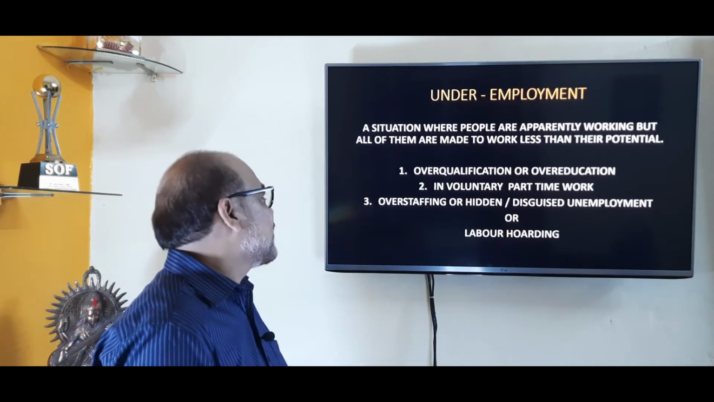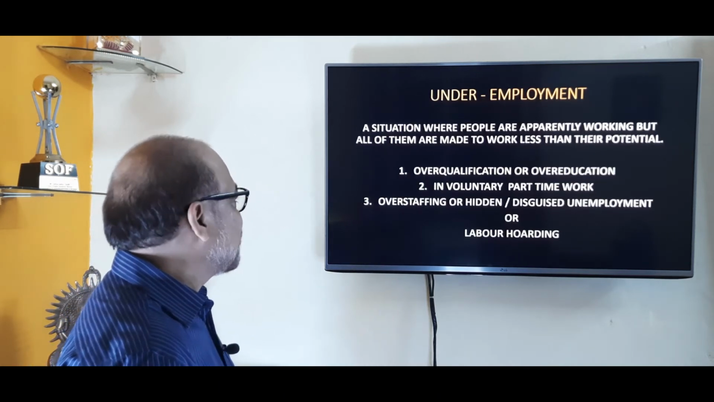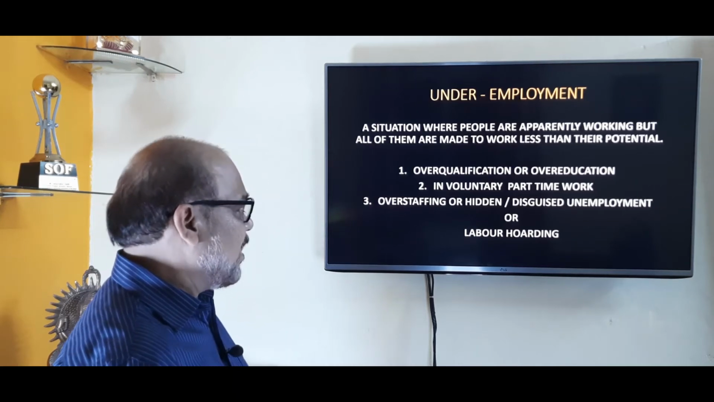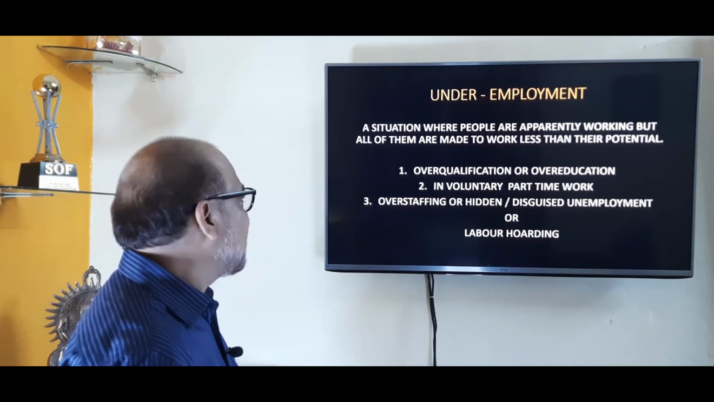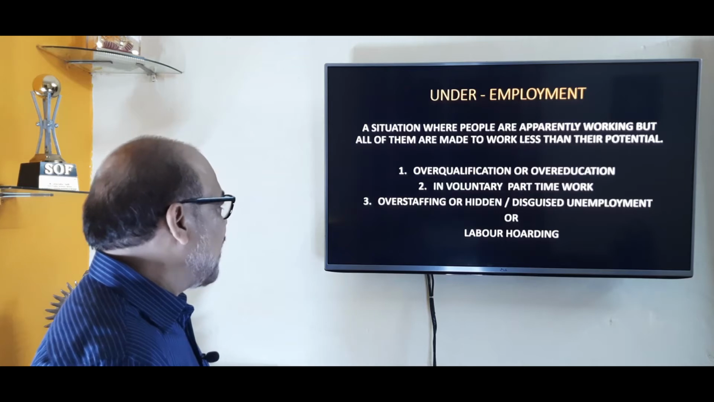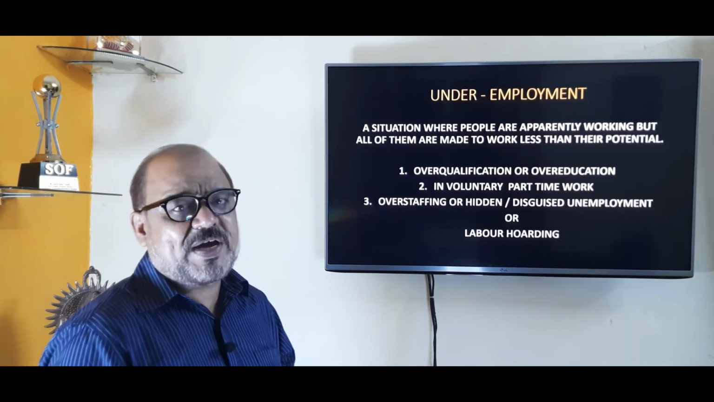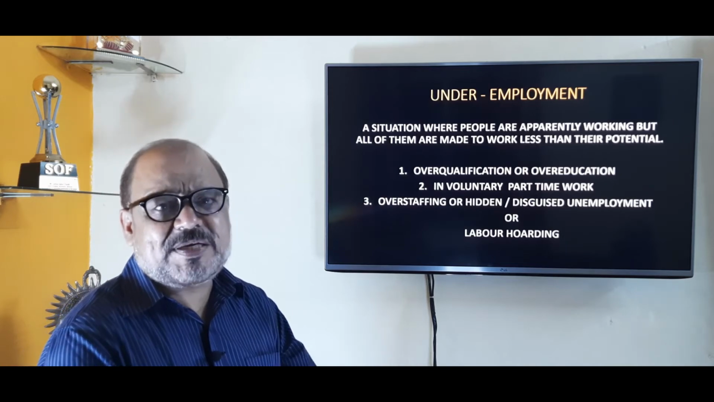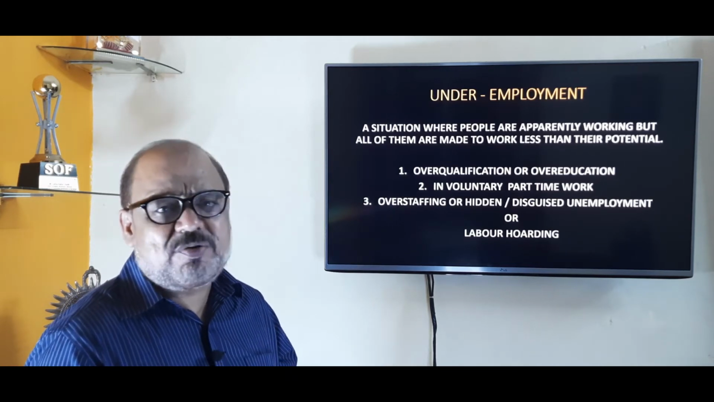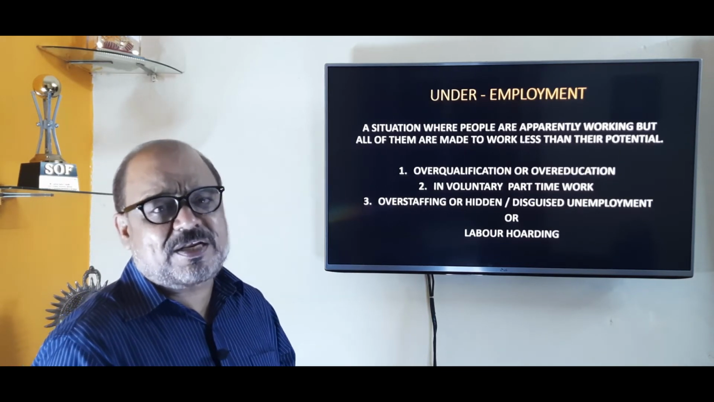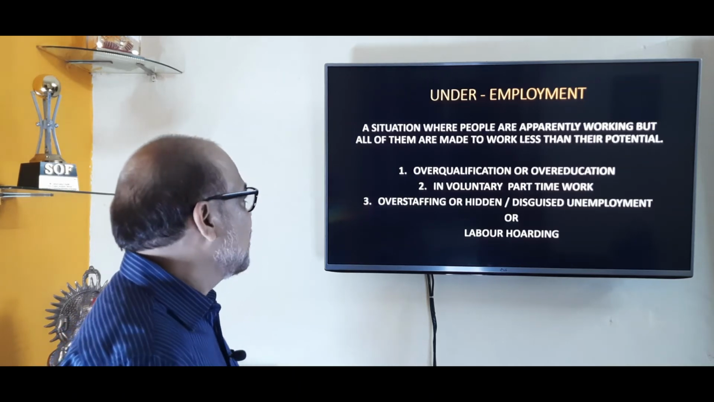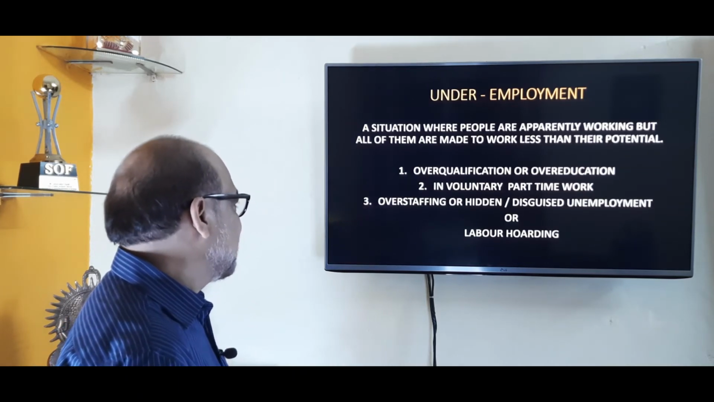Underemployment. What is underemployment? It is a situation where people are apparently working, but all of them are made to work less than their potential. 5 people are required, 7 people are involved. So 2 people are not required, but they are involved. This is what? Underemployment.